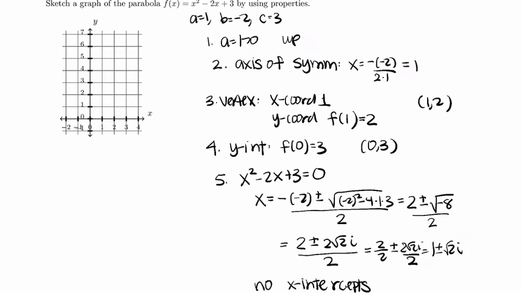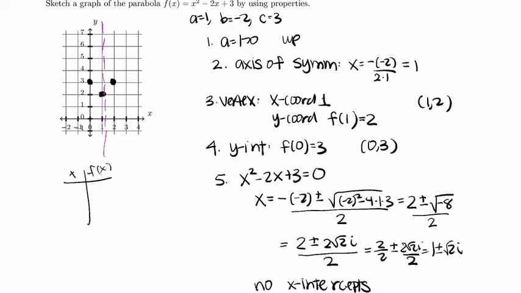So my vertex is 1, 2, so that's right here. My axis of symmetry is x equals 1. My y-intercept is 0, 3. So I have a symmetric point on the other side here, so that's going to go here. And I would like to have more points here, so I'm going to go ahead and plot more.